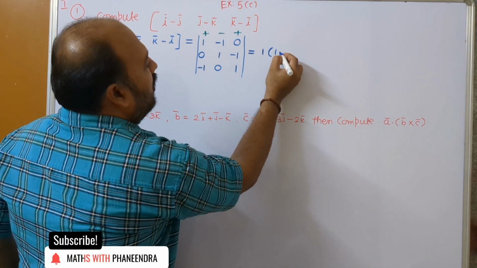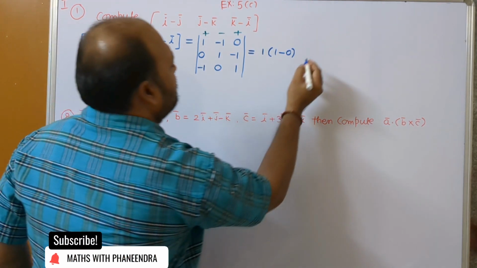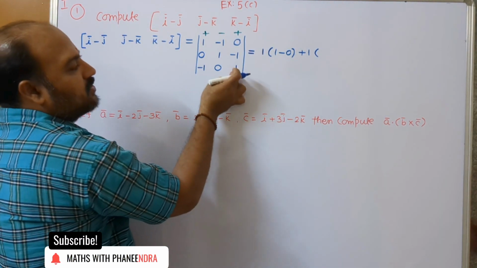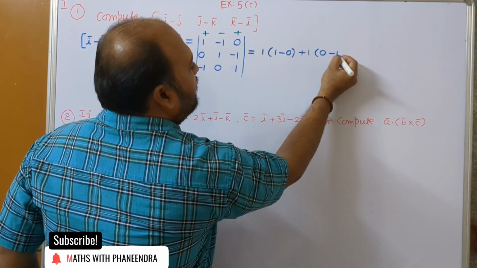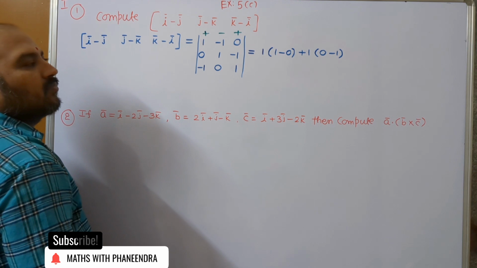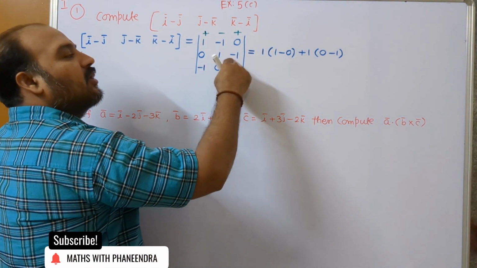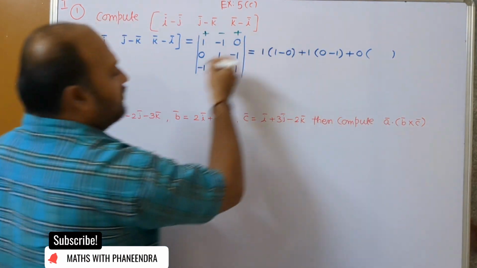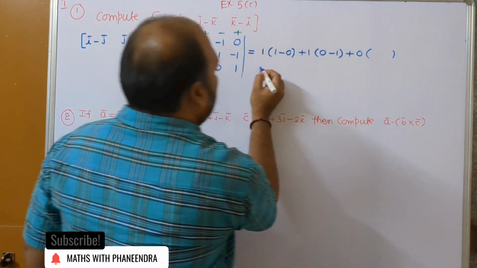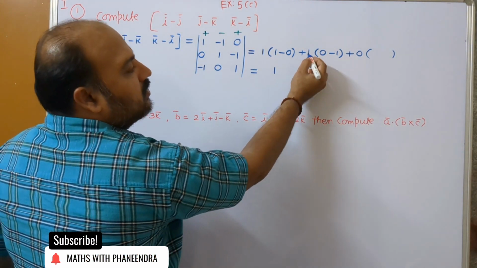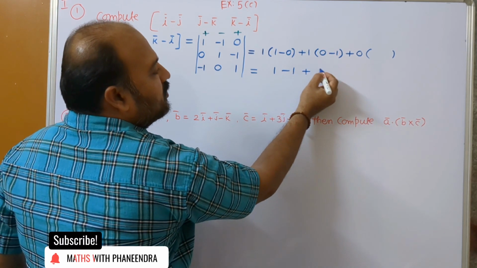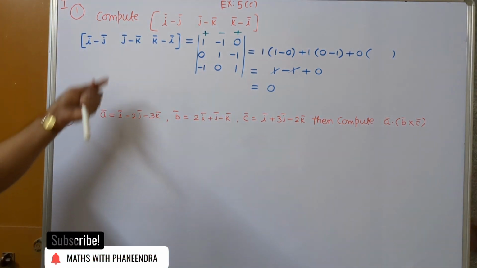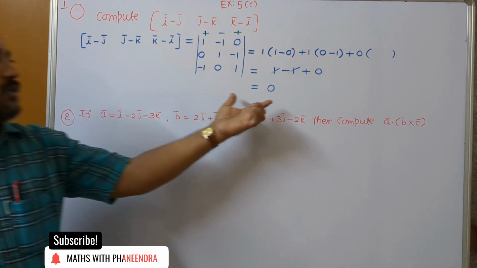1 into (1 minus 0), minus or minus, so minus into minus 1 plus 1 into (0 minus 1 into minus 1) plus 1. Next, plus 0 into anything is 0, no need to write. So which is equal to 1 into 1, 1 into minus 1 plus 0. So box of the given value is equal to 0.